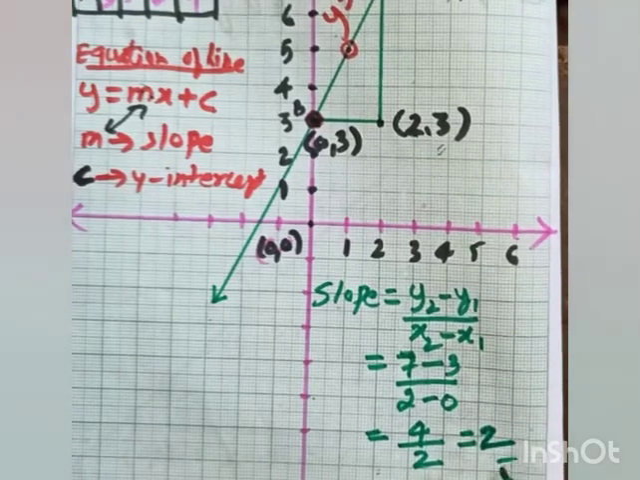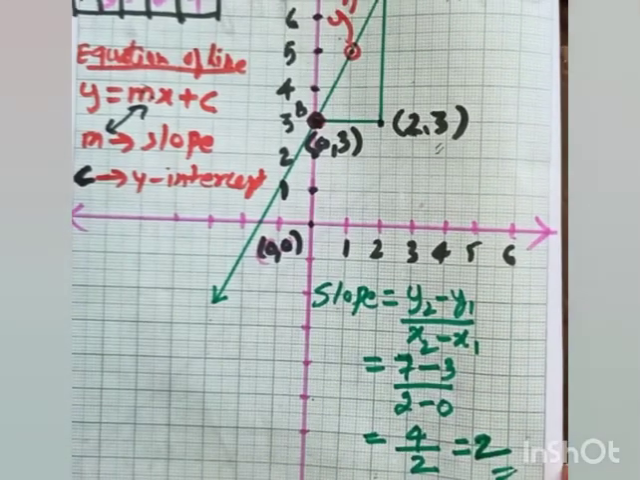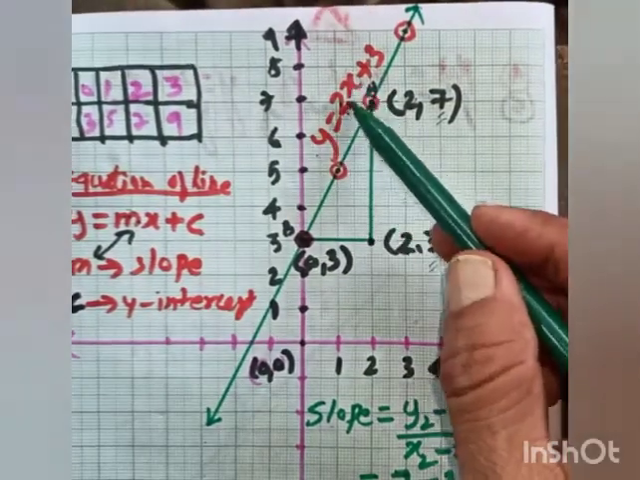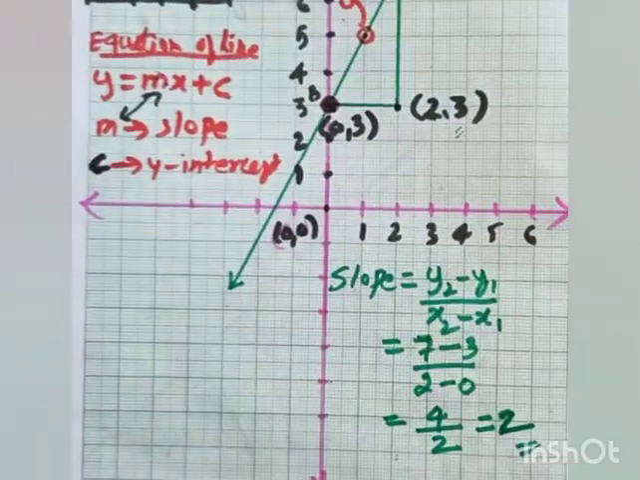So the slope of the line comes to 2, which matches the equation given to you, that is y = 2x + 3, where the slope is given by the 2 in 2x. Okay, this is how we find a slope.